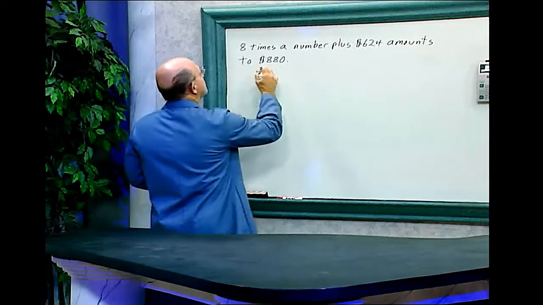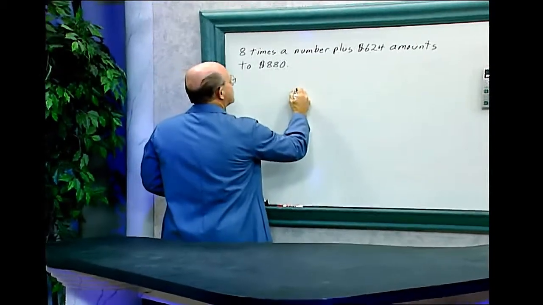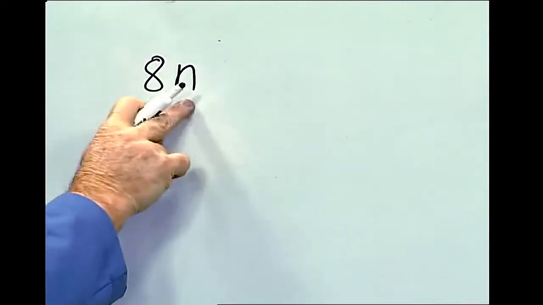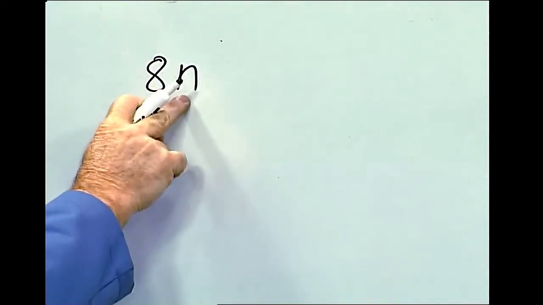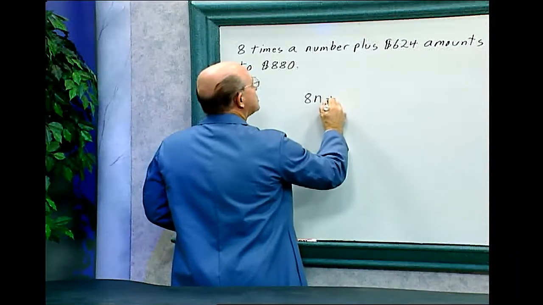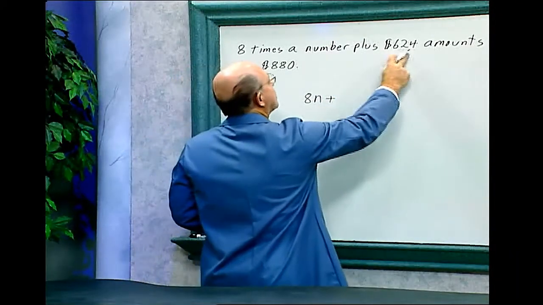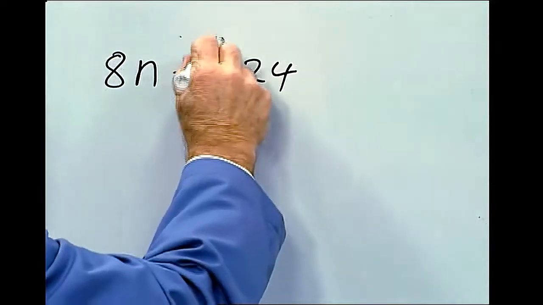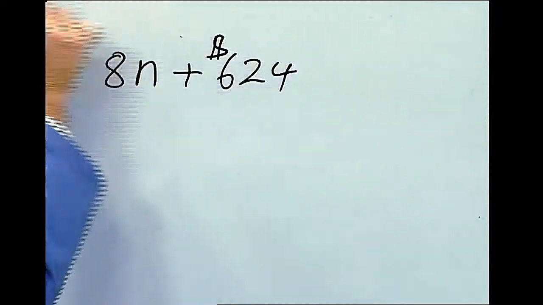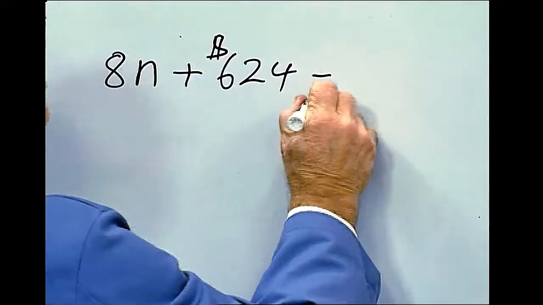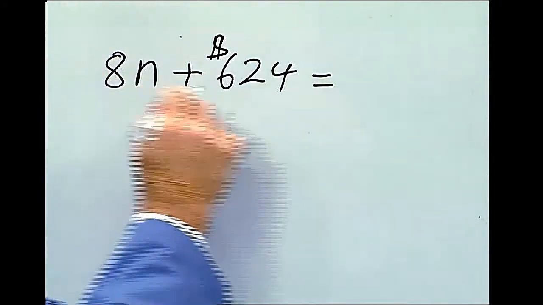8 times a number, and so that would be 8n. That means 8 times this number, whatever it is, plus, means addition, plus $624, amounts to, this here, amounts to means equal, $880.